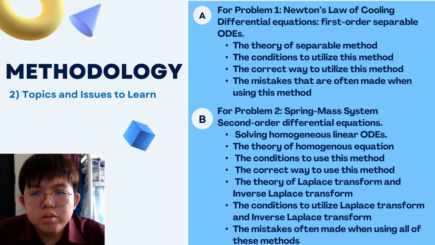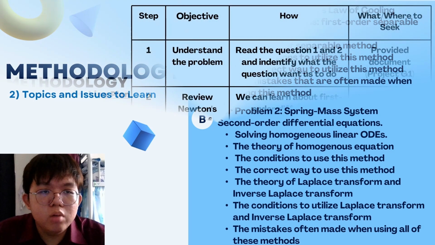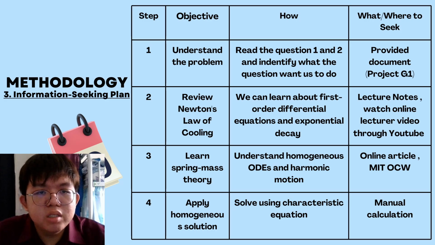For problem 2, which is about the spring mass system, there is the second order differential equation. We need to solve the homogeneous linear ODE by using the theory of homogeneous equation. We need to know the conditions to use this method. We also need to know the correct way to use this method, the theory of Laplace transform and inverse Laplace transform, the conditions to utilize Laplace transform and inverse Laplace transform, and the mistakes that are usually made when using all these methods.